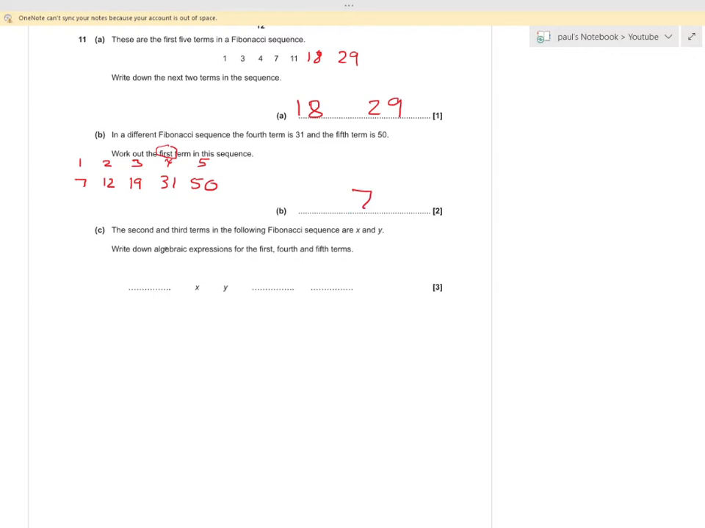So 7. The second and third terms in the following Fibonacci are x and y. Write down the algebraic expressions for the first, fourth and fifth term. Well, the first term is going to be y take away x. Then this is going to be x plus y. And this one is going to be x plus 2y. Yeah?